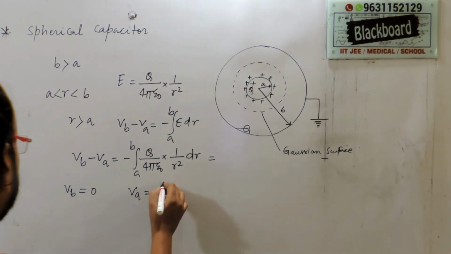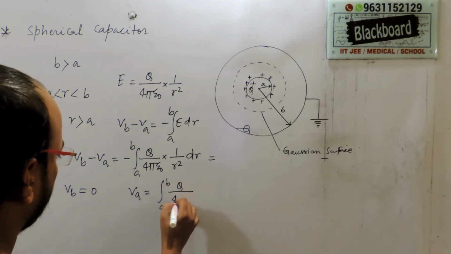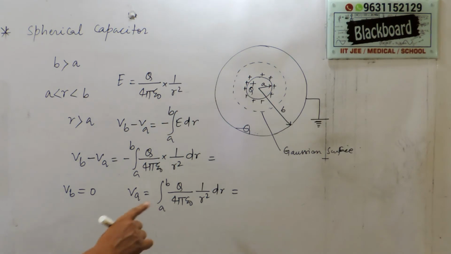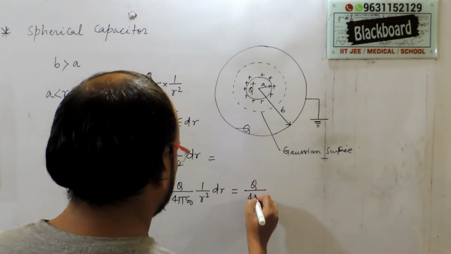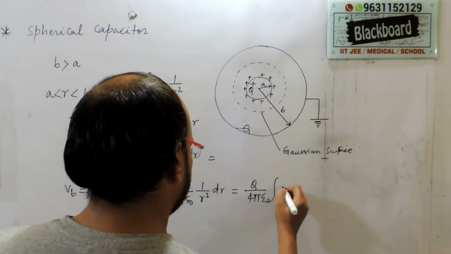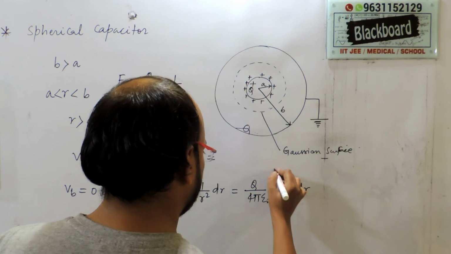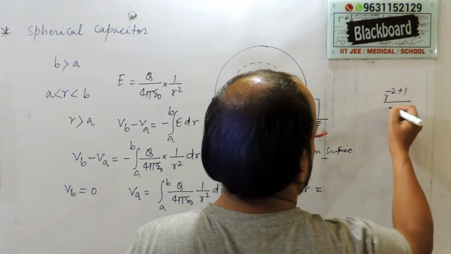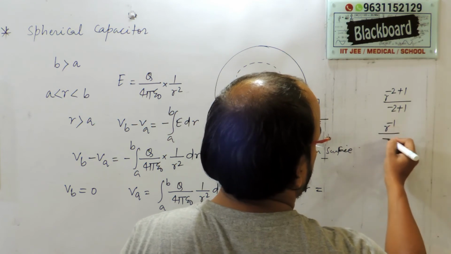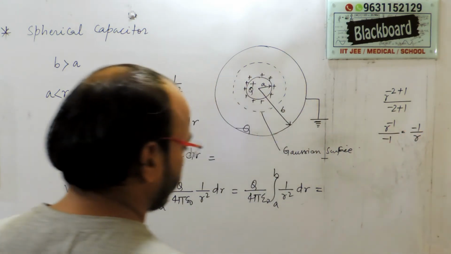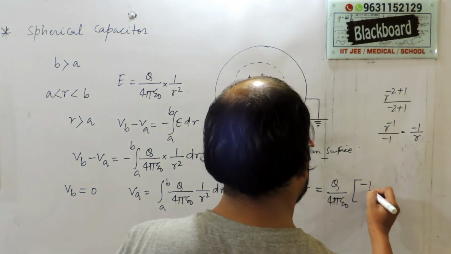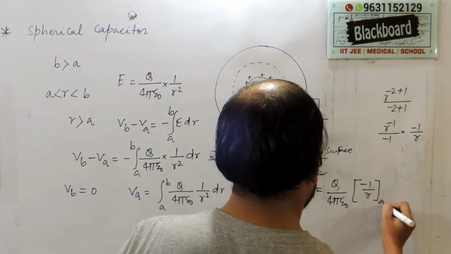So VA equals, the sign will change, integral from a to b of q by 4 pi epsilon naught into 1 by r square dr. Now integrate this. The constant term we take outside, leaving 1 by r square dr from a to b. The integration of 1 by r square is r to the power minus 2 plus 1 divided by minus 2 plus 1, that is minus 1 by r. So this is q by 4 pi epsilon naught into minus 1 by r, with limits a to b.